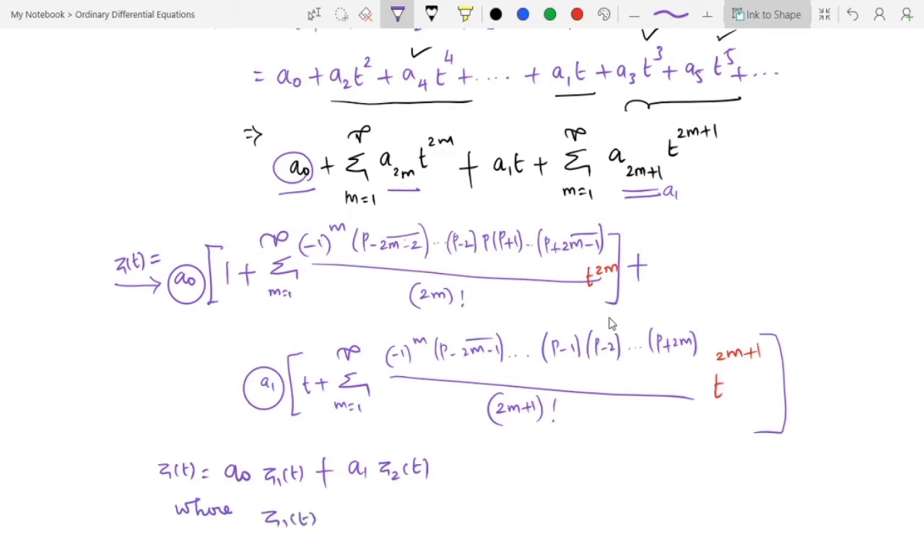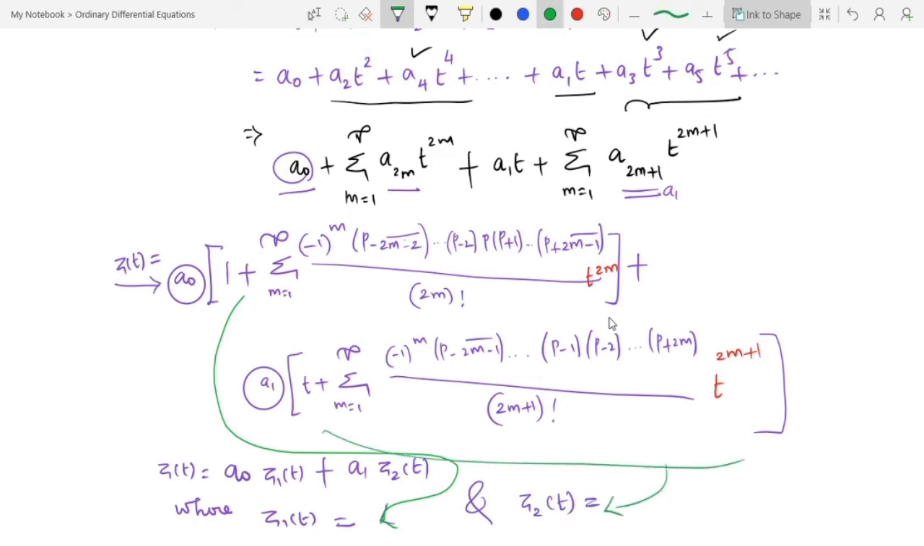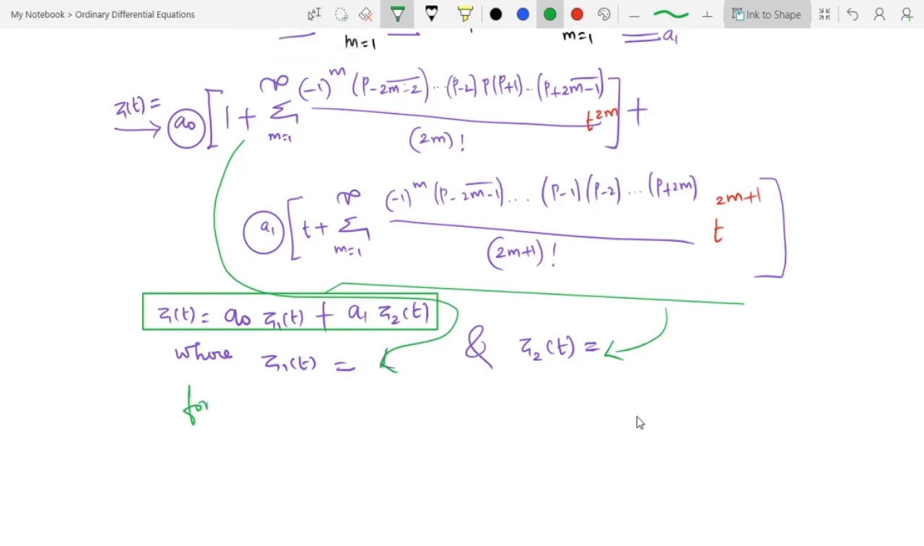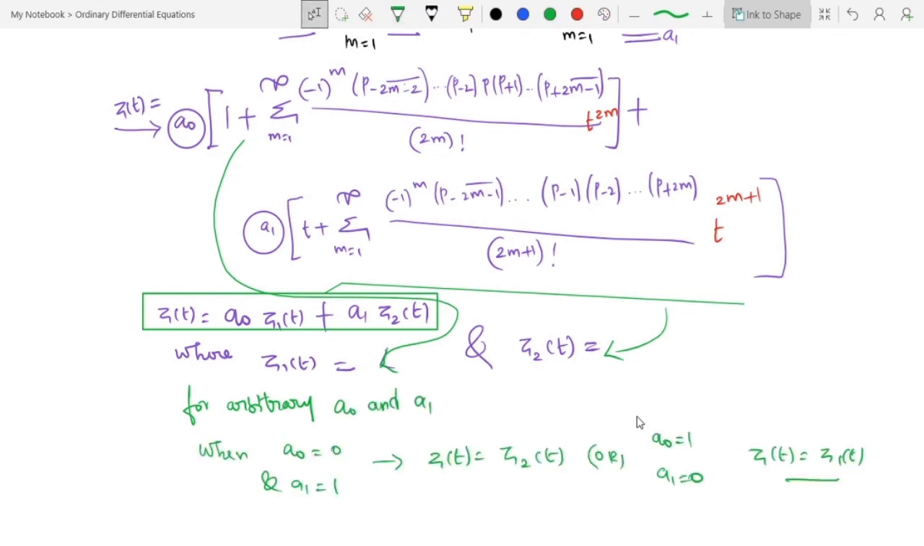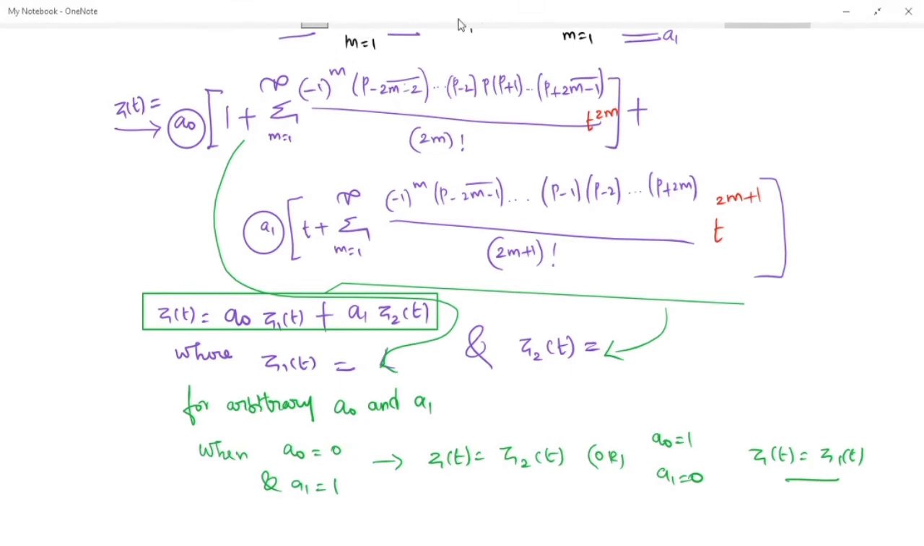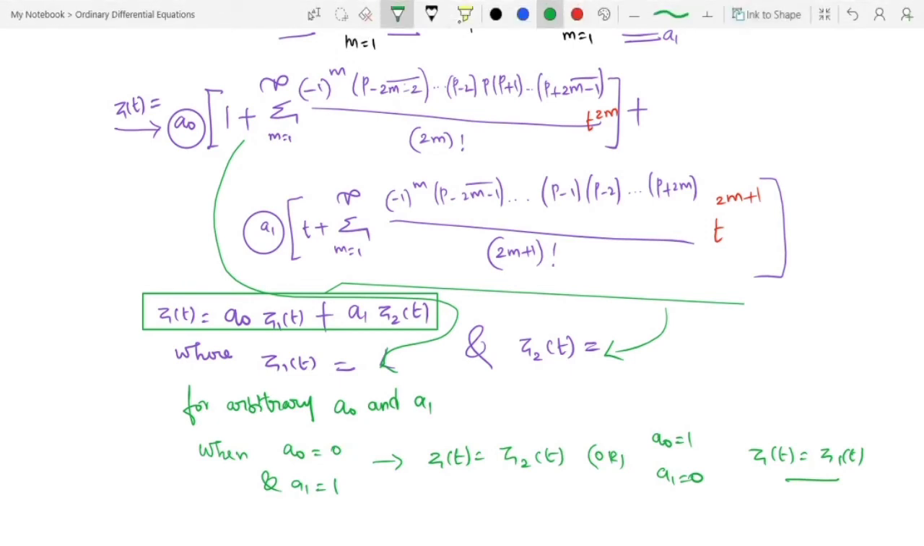z1 of t is equal to the whole bracket and z2 of t is equal to the whole bracket here, for arbitrary a0 and a1. When a0 is equal to 0 and a1 is equal to 1, we get z of t is equal to z2 of t, or a0 equal to 1 and a1 equal to 0, we get z of t is equal to z1 of t.